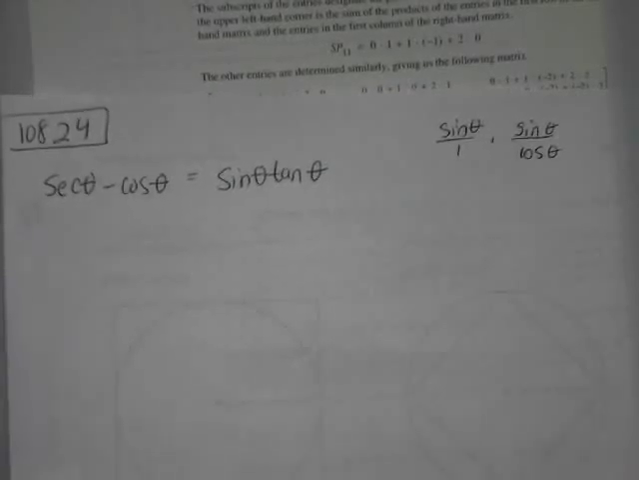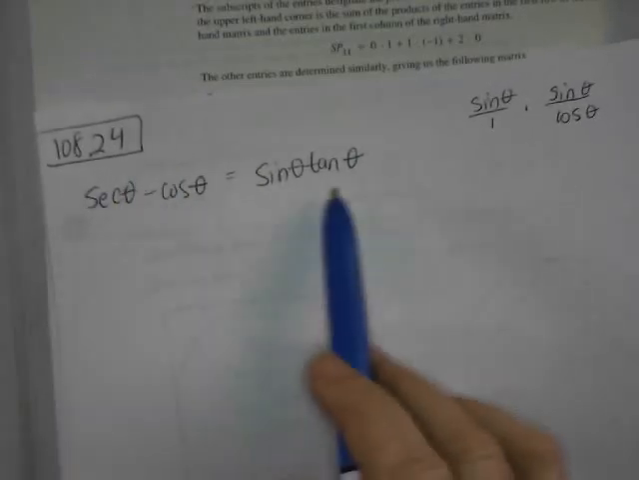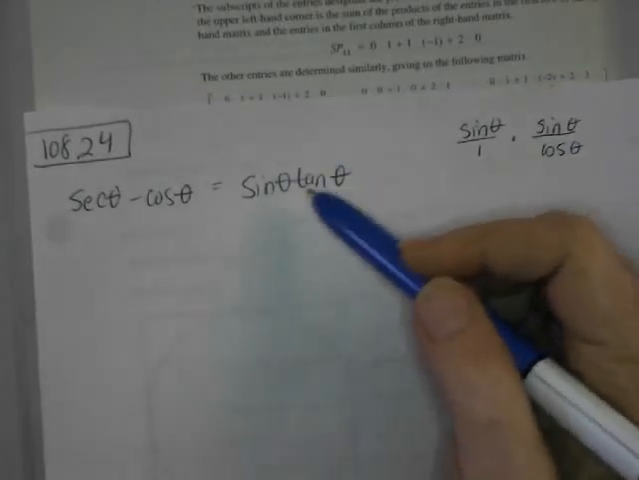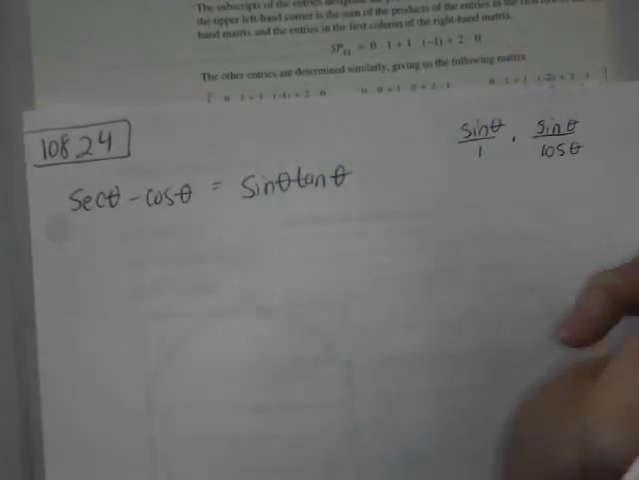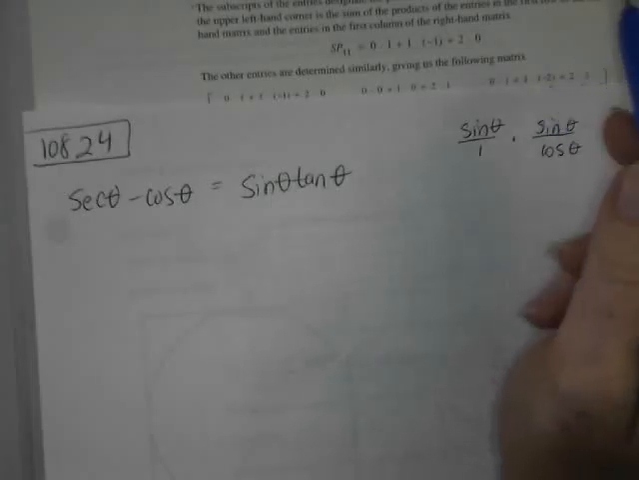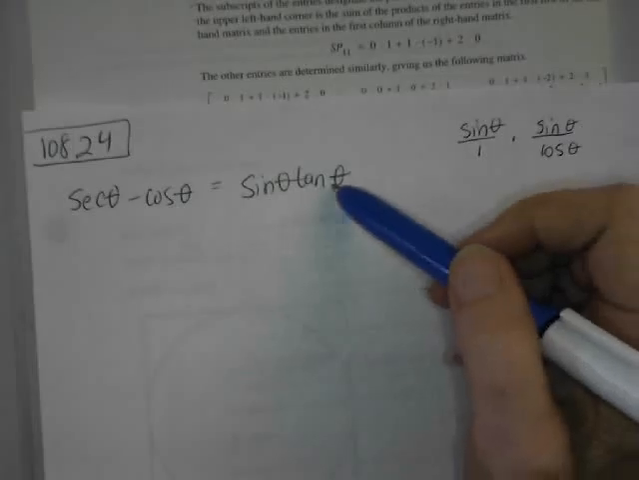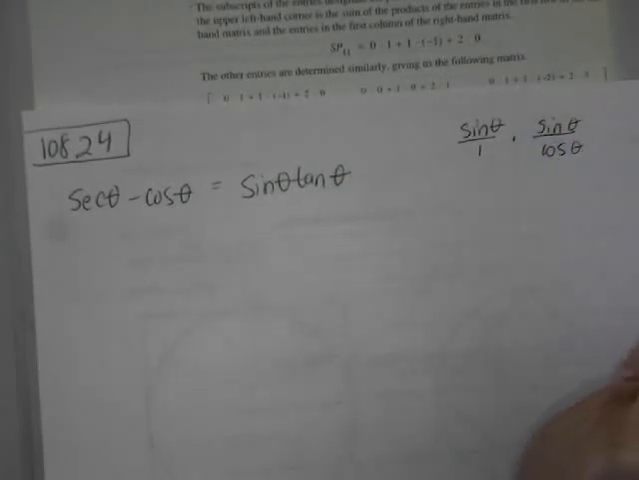Pre-Calc 108, number 24. So this is one of the show problems. I'm going to try to show that the left-hand side is equal to the right-hand side. Usually I take just a minute before I start to look at the right-hand side and see if I notice anything. The only thing I really notice is that tangent can be written as sine over cosine.